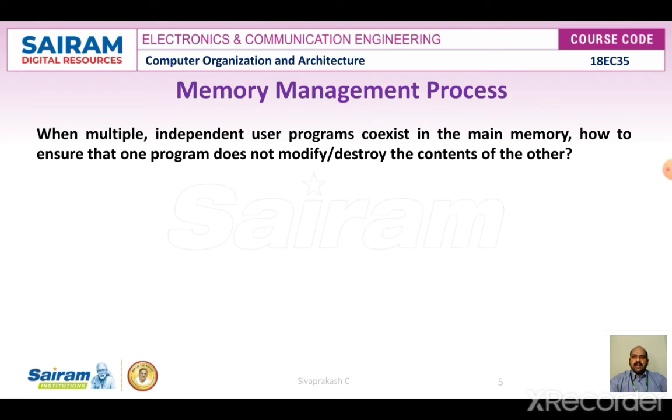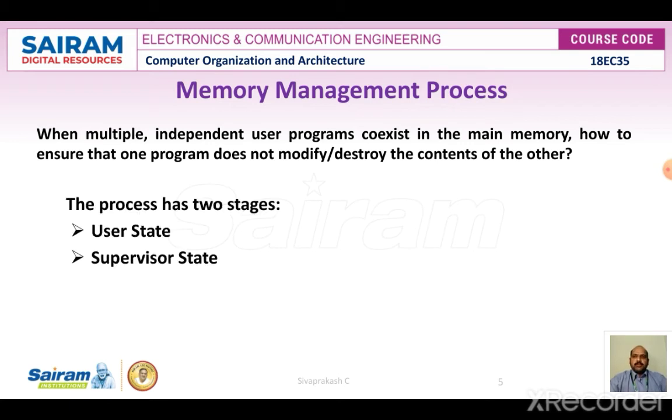Let us see, in the memory management process, when multiple independent user programs coexist in the main memory, how to ensure that one program does not modify or destroy the content of the other. How is it going to be possible? The processor usually has 2 states of operation. One is called the user state, and the other is called the supervisory state.